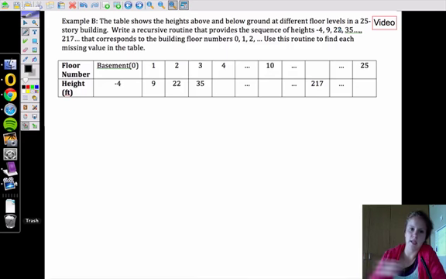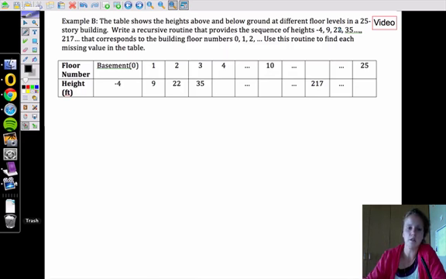Example B has a table that shows the heights above and below ground at different floor levels in a 25-story building. We're asked to write a recursive routine that provides a sequence of heights, -4, 9, 22, 35, and so on until 217, that correspond to the building's floor numbers, 0, which would probably be our basement, 0, 1, 2, and then use this routine to find the missing values in the table.